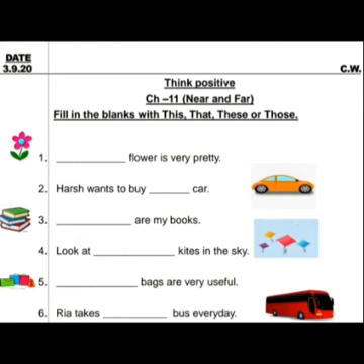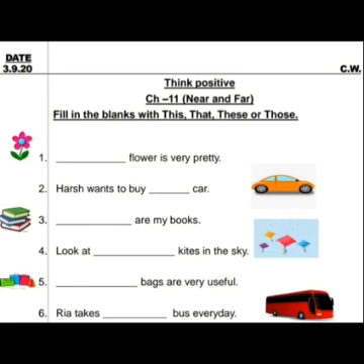So now let's start. So number 1, dash flower is very pretty. So what we will use? The flower is singular and it is near to the number. So we'll say this flower is very pretty. Number 2, Harsh wants to buy dash car. Now the car is far away from the number and it is singular. So we will use the word that. Harsh wants to buy that car. Okay, because it is far away from the number.